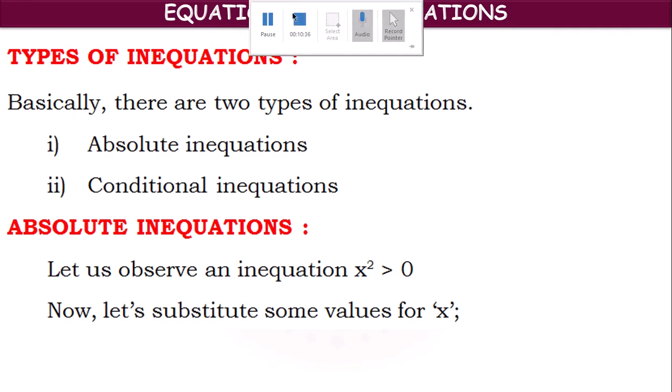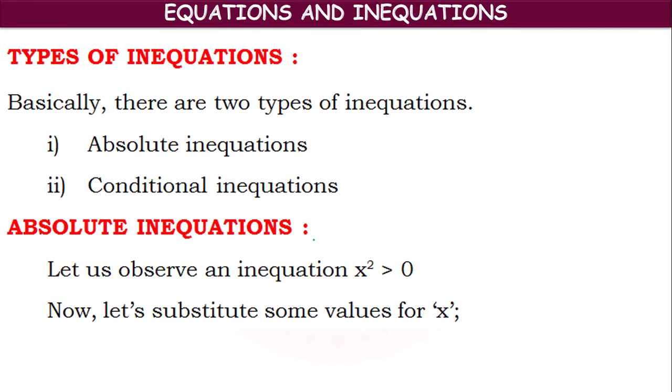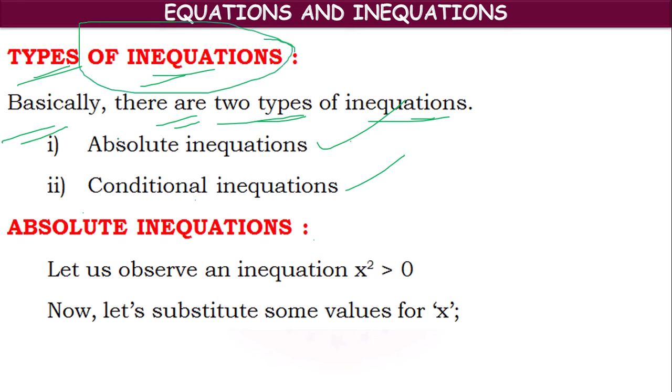Next, children. Next, we have types of inequations. Basically, there are two types of inequations. The first type is absolute inequations. The second type is conditional inequations. In inequations, mainly we have two types. One is absolute, the second one is conditional.